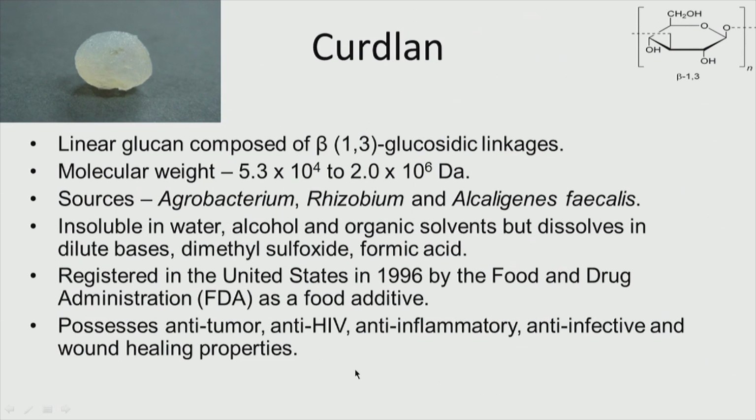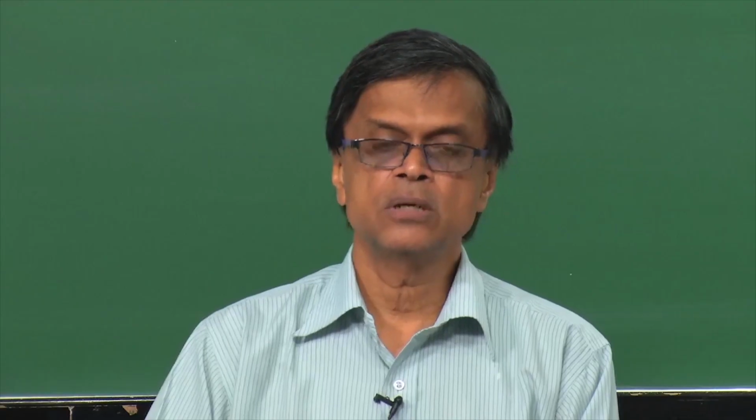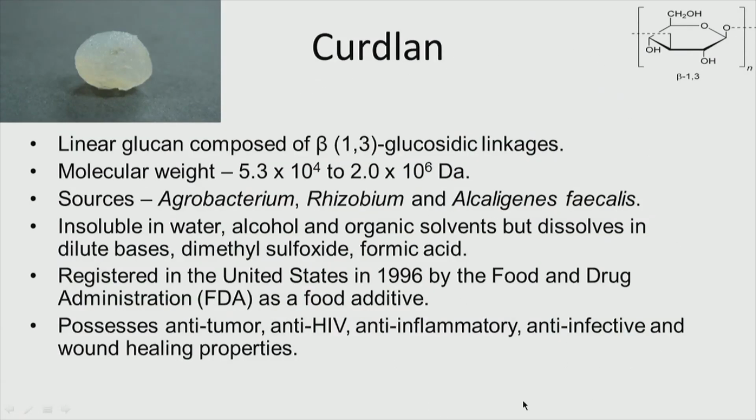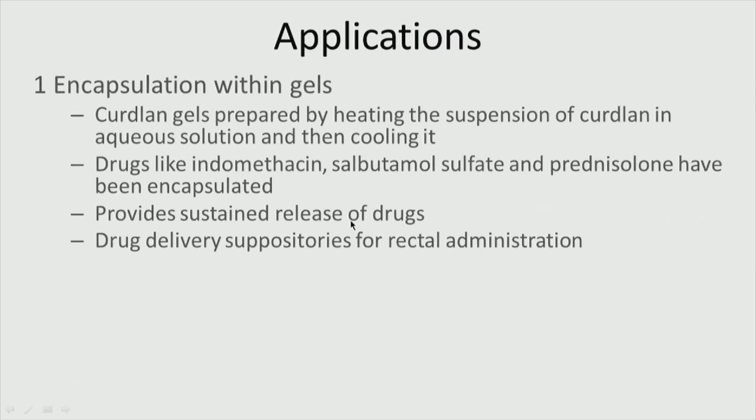Of course, it has very poor tensile properties, but it has good compressive properties. So obviously, we cannot use it on its own; it needs to be combined with some other synthetic polymer to look at biomedical applications. Applications: encapsulation within gels. It gets prepared by heating a suspension of curdlan in aqueous solution, then cooling it.